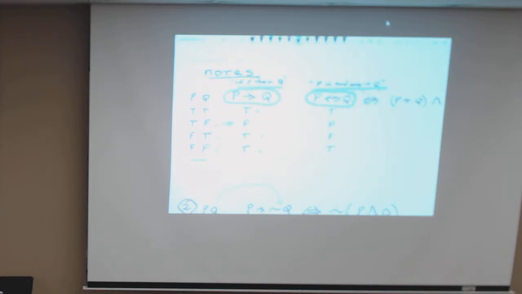And the truth value for if and only if, it's true when both are true, it's true when both are false, but if one's true and one's false, it's false. Watch. True and true. If it's raining and only if it's raining will I carry an umbrella. It's raining and I'm carrying an umbrella. I told the truth. True and false. If it's raining and only if it's raining will I carry an umbrella. It's raining and I'm not carrying an umbrella. I lied. Okay?